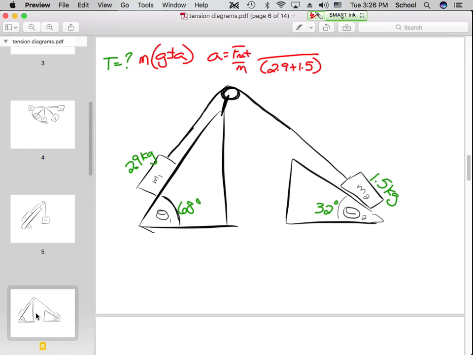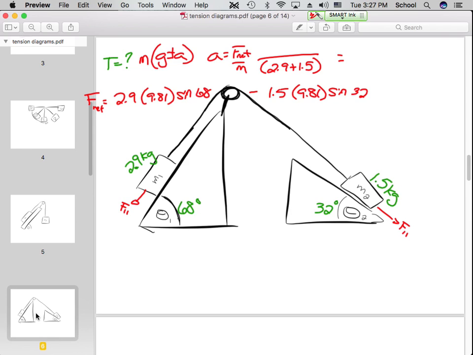The F net here, we have to say, well, what forces are fighting? The forces that are directly fighting are the F parallel going this way and the F parallel of the weight going this way. So we're going to have the mg sine theta over here. So 2.9 times g times the sine of 68 minus the 1.5 times g times the sine of 32. If we subtract those out, that's going to give me my F net. Then that F net divided by the m should give me, what did we get? 4.2. So we got 4.2 meters per second squared after doing that whole thing.